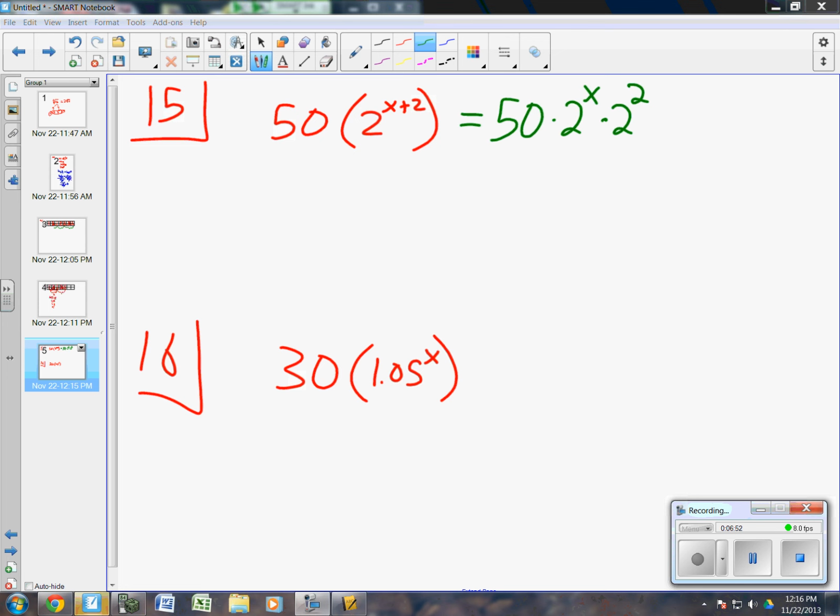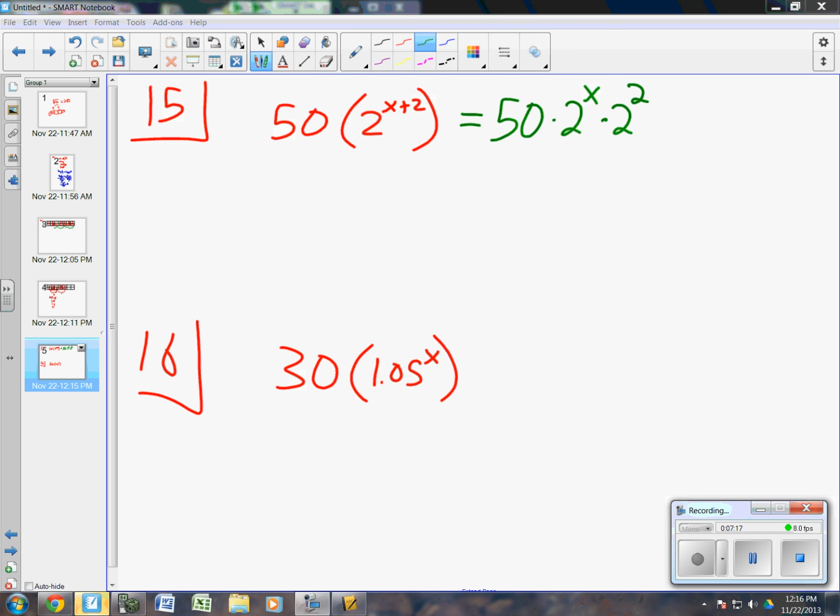That is exactly right. You guys remember that rule? Think about this. If I have 2 to the x times 2 squared, remember the rule: if you're multiplying and the bases are the same, you can add the exponents. 2 to the x plus 2. It's the rule of exponents we've talked about. You learned that last year, and we've kind of reviewed it this year. So we have that now.